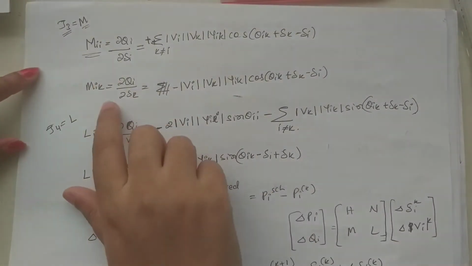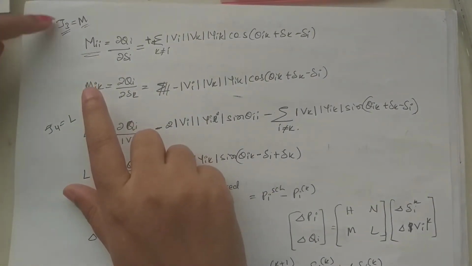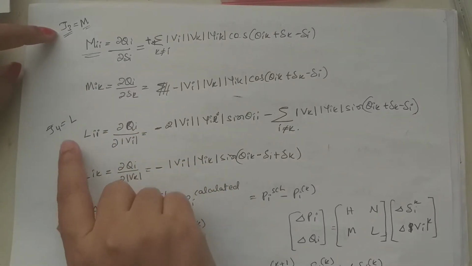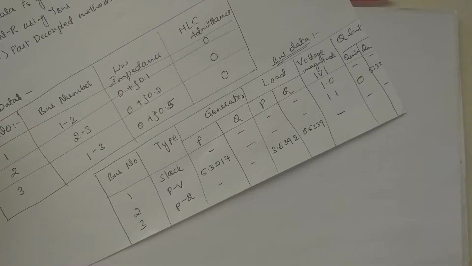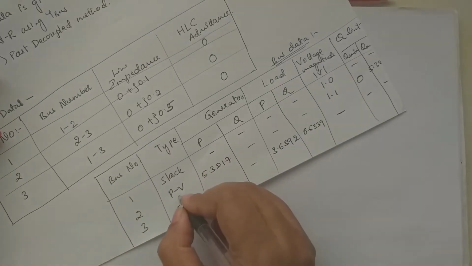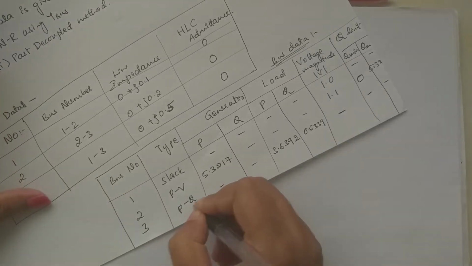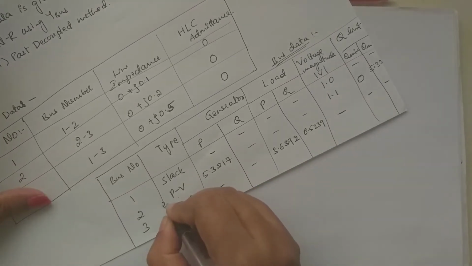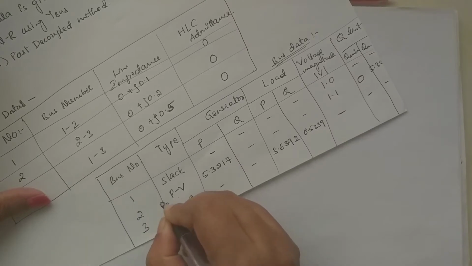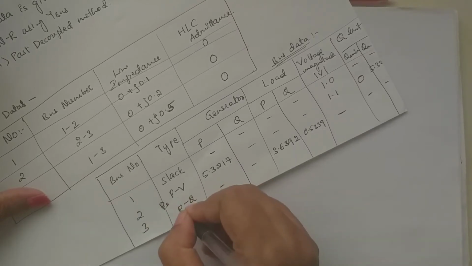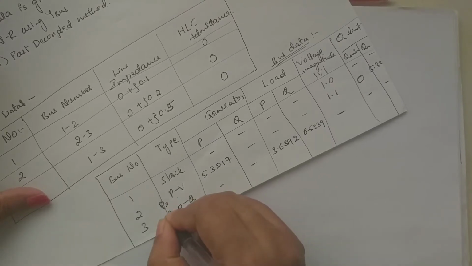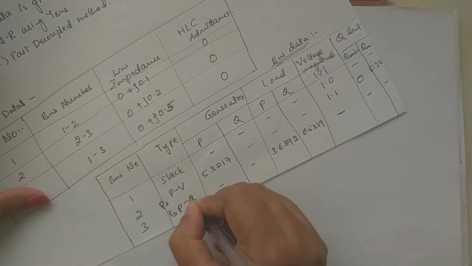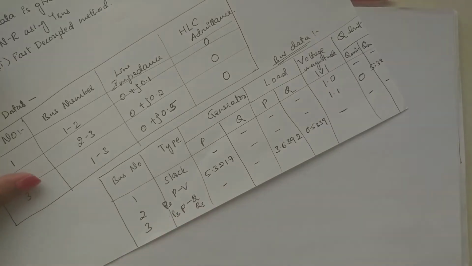Similarly, we need the J3 matrix elements M, and J4 matrix elements L. Let us calculate all these things. We know that the second bus is a PV bus and the third bus is a PQ bus. So we need to find the value of P3 and its partial differentiation, P2 and its partial differentiation, and Q3 and its partial differentiation.